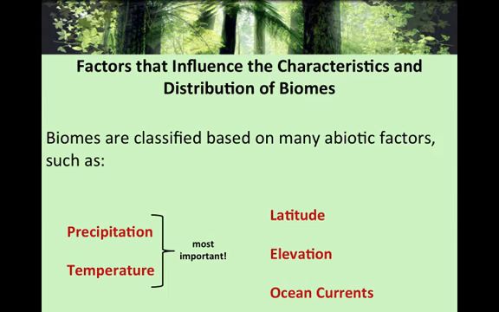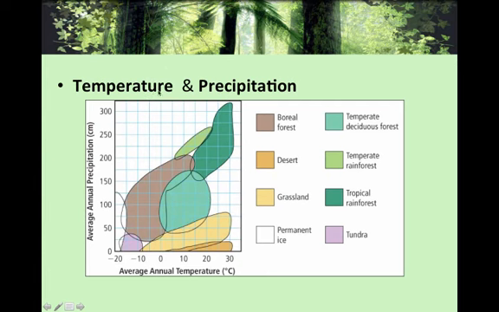Now, the two most important factors in determining the characteristics of a biome are precipitation and temperature. So our two most important abiotic factors that contribute to the biome characteristics are temperature and precipitation. Now, precipitation, we often think of as rain. I think it might be because we live in Victoria, but precipitation can include rainfall, snow, mist, as well as fog. And so precipitation is not just rainfall.